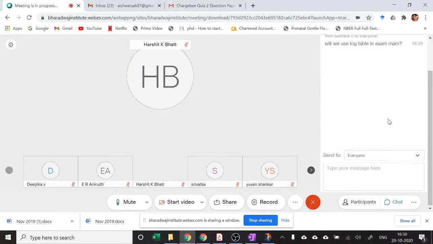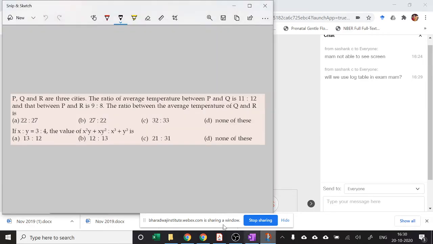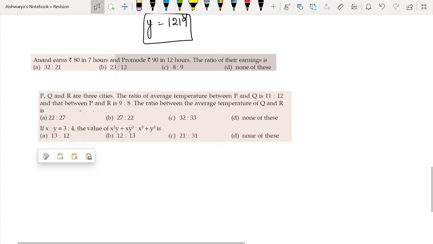Who has a doubt? Will we be using log table? No, we won't be using log table. You're not able to see the screen. Why is that? People are not able to see the screen. All of you can. Okay.